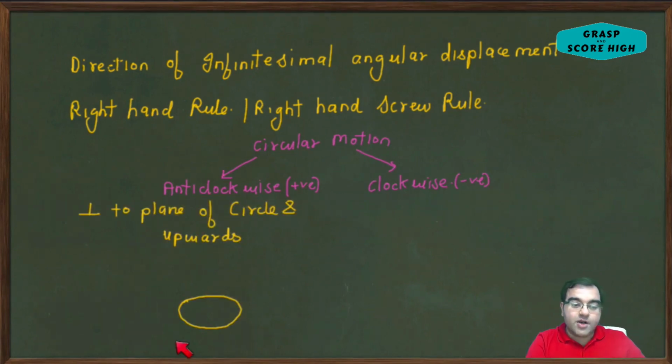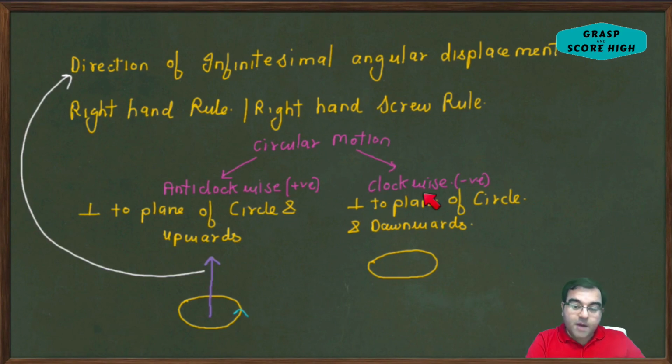So let's have a circular motion. The direction of infinitesimal angular displacement is perpendicular to the plane of the circle and upwards when your motion is anti-clockwise. So I would draw it like this. This is an anti-clockwise circular motion, and this is like an axis which is coming out, and this is the direction of infinitesimal angular displacement, which is perpendicular to the plane of the circle and upwards.